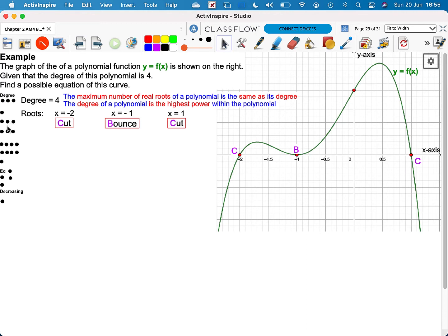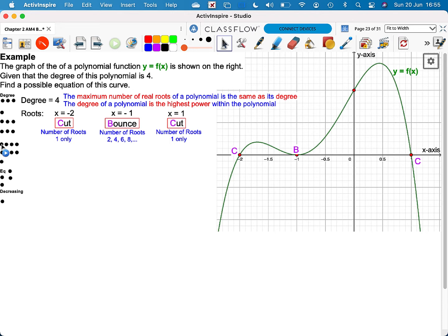Okay, what do we know about a cut? A cut only has one root. What do we know about a bounce? Well, I'm going to pause, let you write down what you think the answer is. You should have learnt it from the previous example. A bounce is where it can have 2 roots, or 4 roots, or 6 roots, or 8 roots, etc., i.e. an even number of roots. Of course, we've already discussed cut. A cut is where there is only one root.